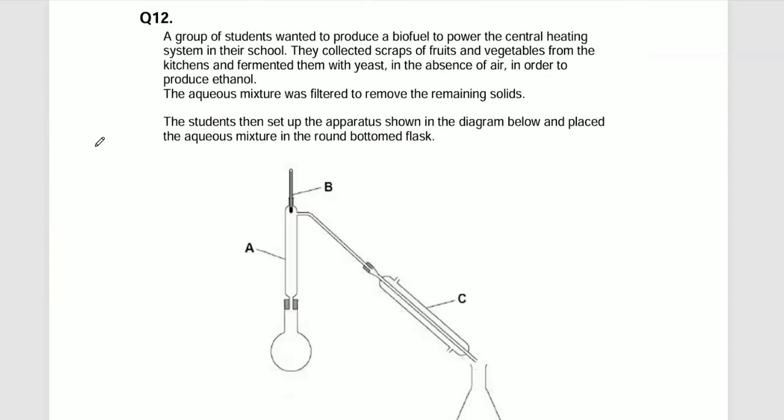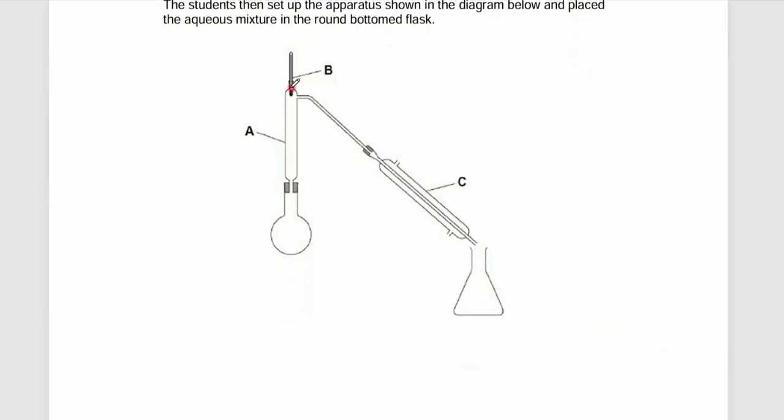Let's look at question 12. A group of students wanted to produce a biofuel to power the central heating system in their school. They collected scraps of fruits and vegetables from the kitchens and fermented them with yeast in the absence of air in order to produce ethanol. The aqueous mixture was filtered to remove the remaining solids. The students then set up the apparatus shown in the diagram below and placed the aqueous mixture in a round bottom flask. So we've got apparatus A, B, and C.